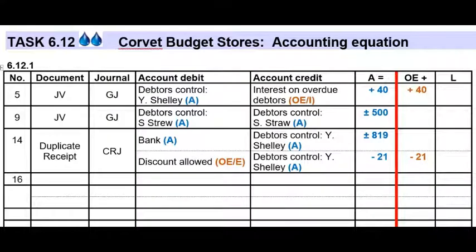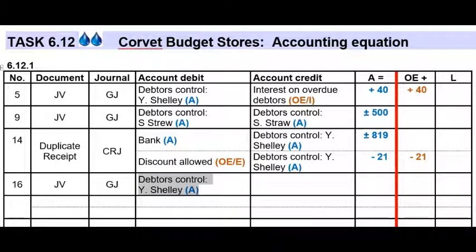The transaction took place on the 16th. We will issue a journal voucher for it in the general journal. The account that will be debited is Y Shelley's account because she's the person that bought the merchandise from us. So debit Y Shelley and then credit Y Shallow, because Y Shallow was incorrectly debited. You must write the names of the debtors, and because both of these accounts are assets, it's a plus minus in assets. Plus minus 200 equals 0.